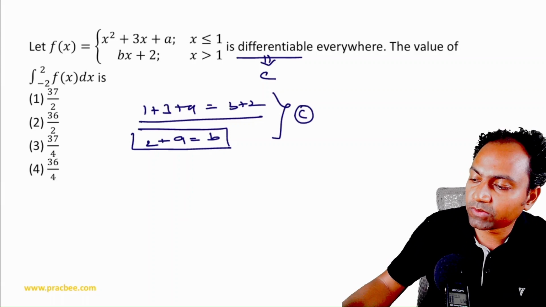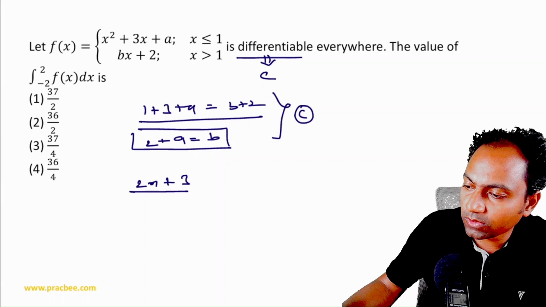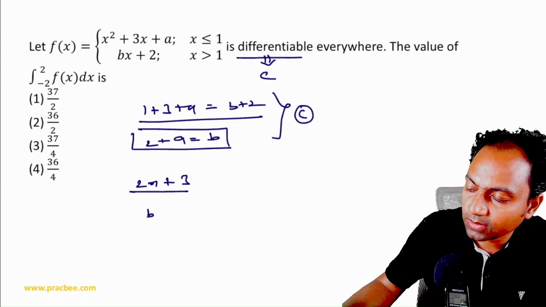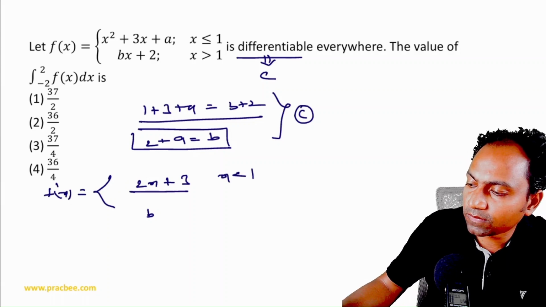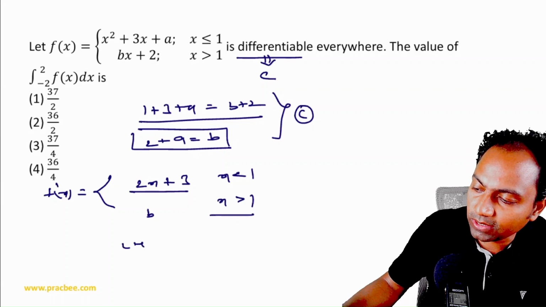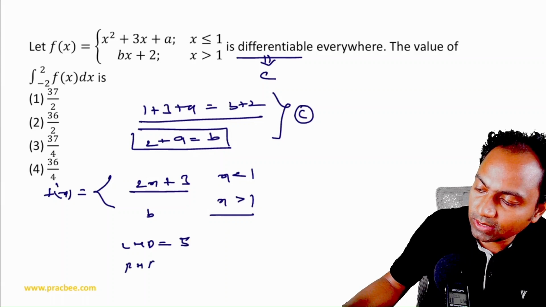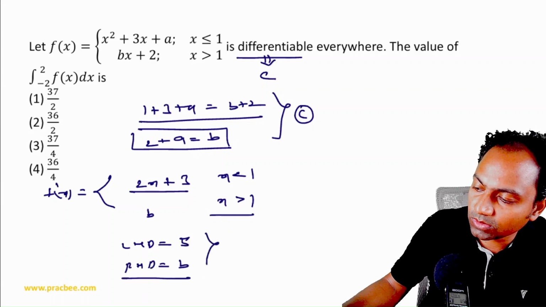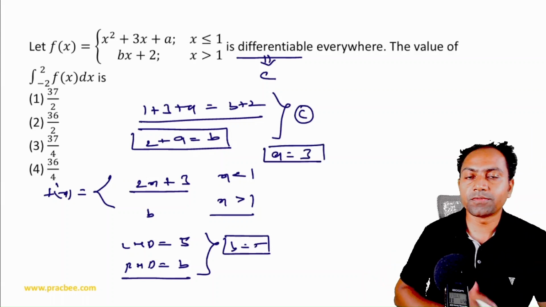If I apply the condition of differentiability, the derivative of the upper part becomes this. The derivative of the bottom part becomes nothing but b. This is f dash of x. This is for x smaller than 1. This is for x greater than 1. So if I want to check LHD and RHD at 1, LHD, if I put 1 here, becomes nothing but 5. RHD will come when we put 1 here, this becomes b. You can see that for this to be differentiable, b should be equal to 5. If b is 5, the value of a here will come out to be nothing but 3. So now we have sorted the values of a and b.